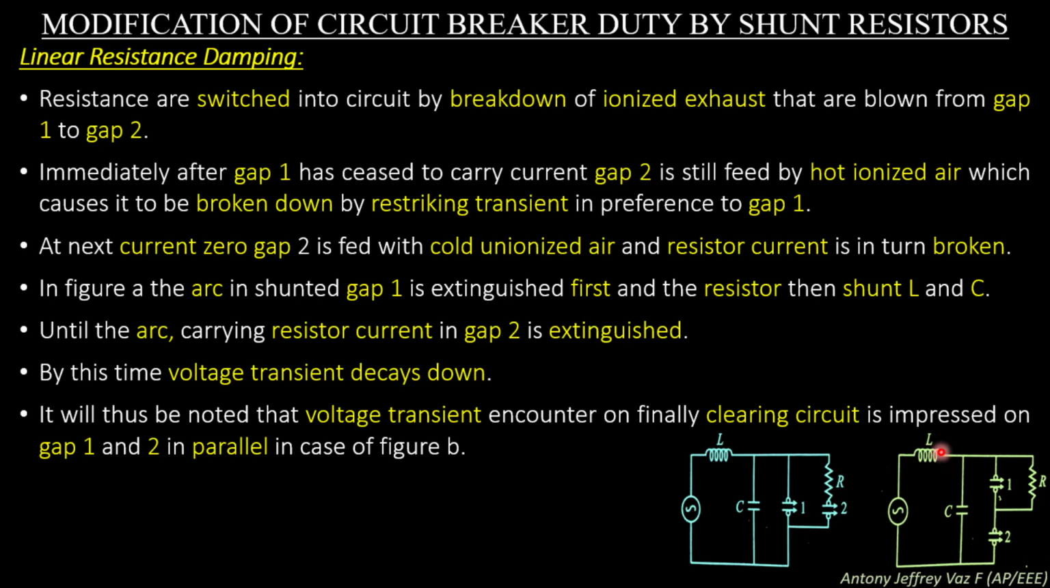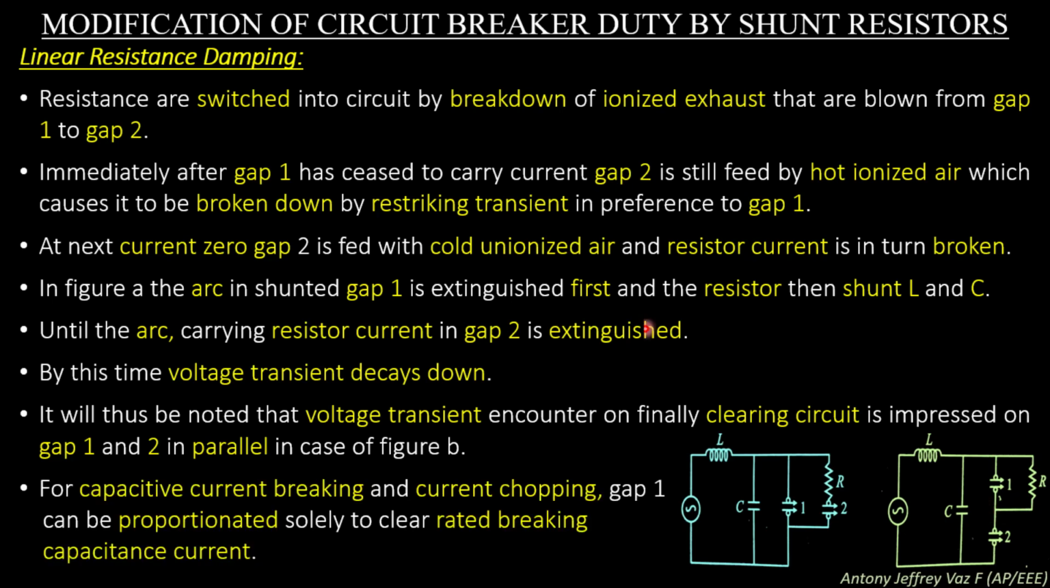So the arc current will tend to flow through the resistance R through this path. For capacitive current breaking and current chopping, gap 1 can be proportioned solely to clear the rated breaking capacitive current. While breaking a capacitive current, gap 1 plays a vital role because it is connected in parallel across the shunted resistance, which is a linear resistance.